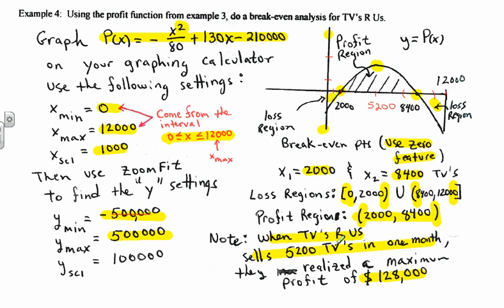So as it says down here, when TVs R Us produces and sells 5,200 TVs, they will make a maximum profit of $128,000.